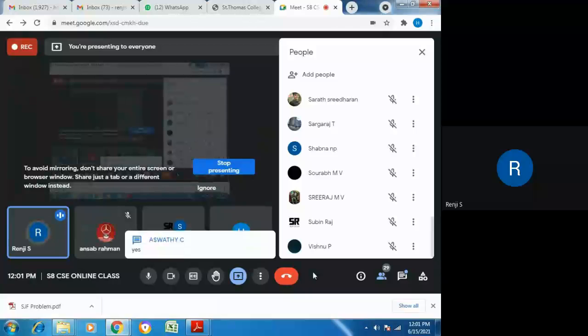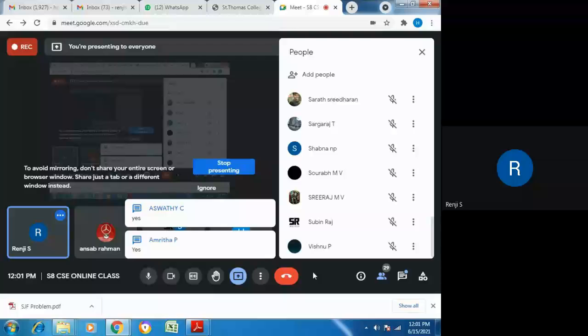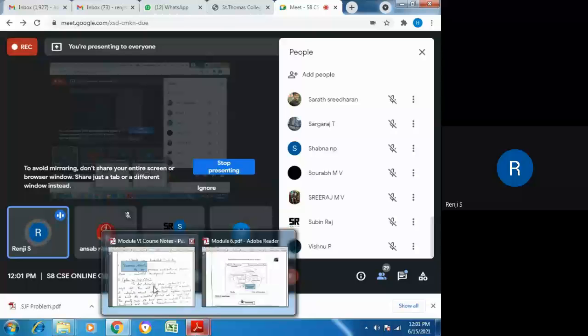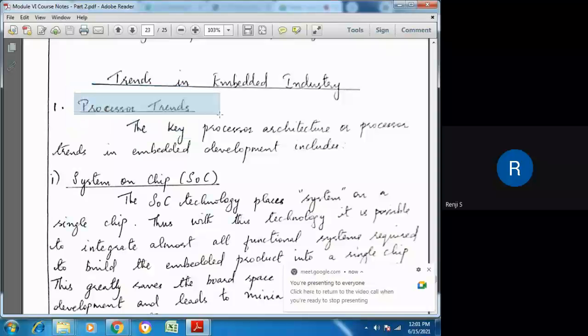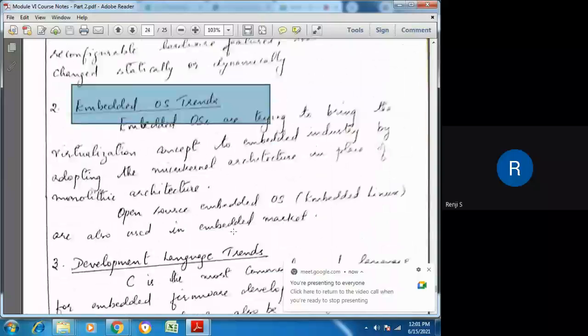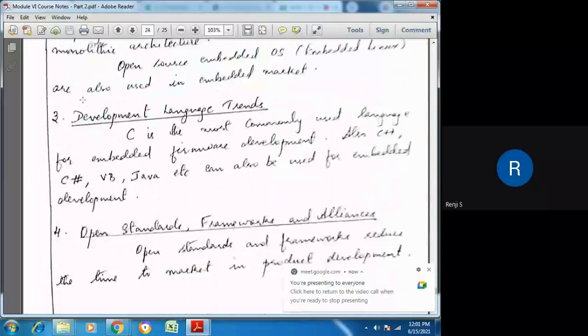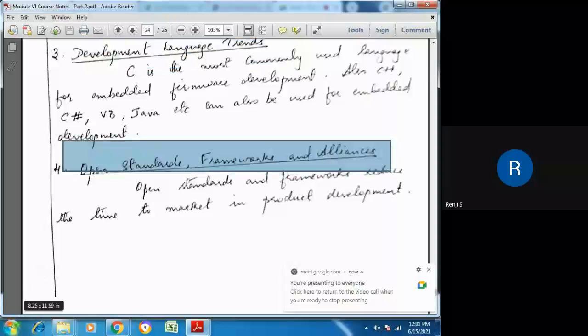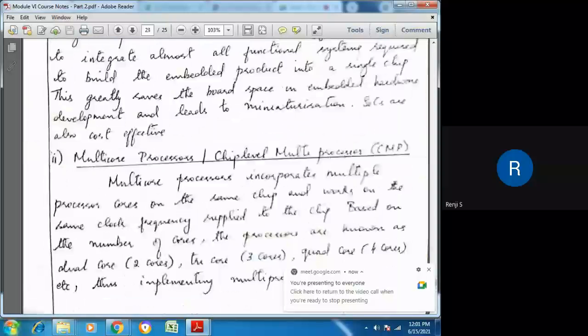Okay, so I had told you how many trends are there in embedded industry? What are the trends to be considered? First is processor trends. That is, the advancements in the processor industry that support the operating system, that is called processor trends. Then next is operating system trends, embedded OS trends. Third is the development language trends. And fourth is the standards, frameworks, and alliances which support embedded development.